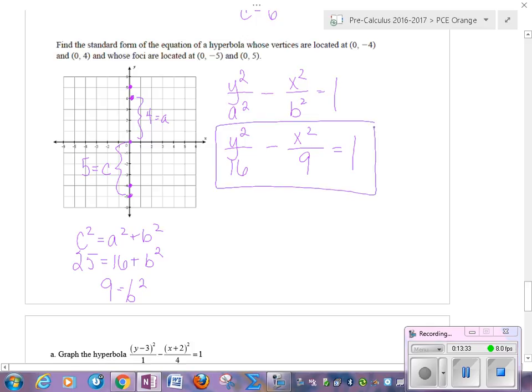Okay, now if you wanted to go from standard to general, remember general has to be equal to 0 and you wouldn't have any denominators. So you'd have to multiply through, get rid of your denominators, set it equal to 0, and then that would be in general form.